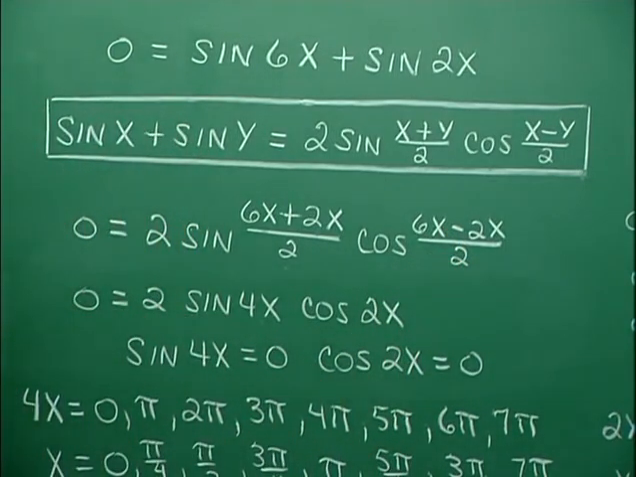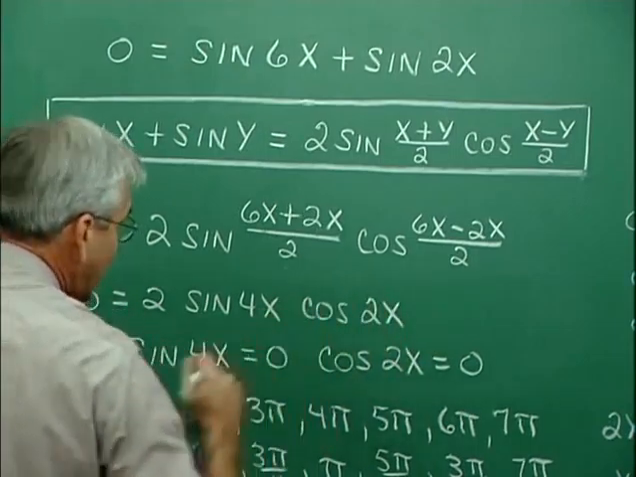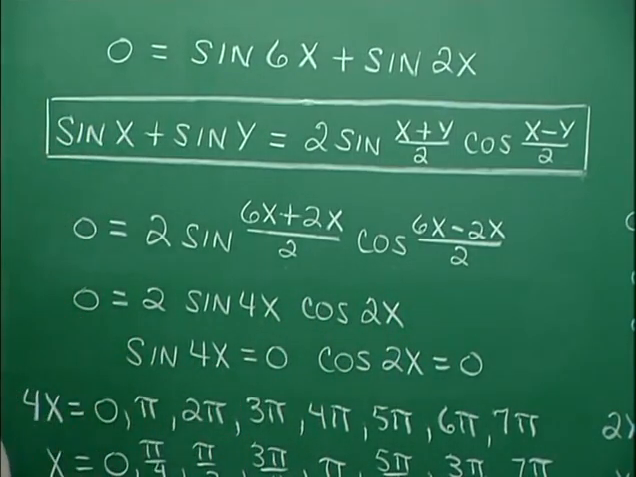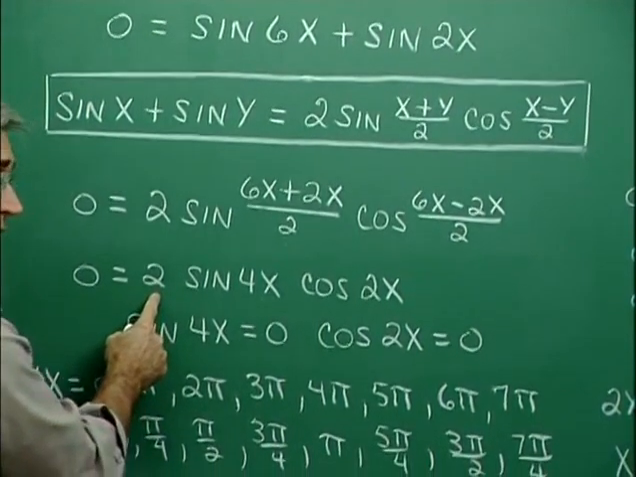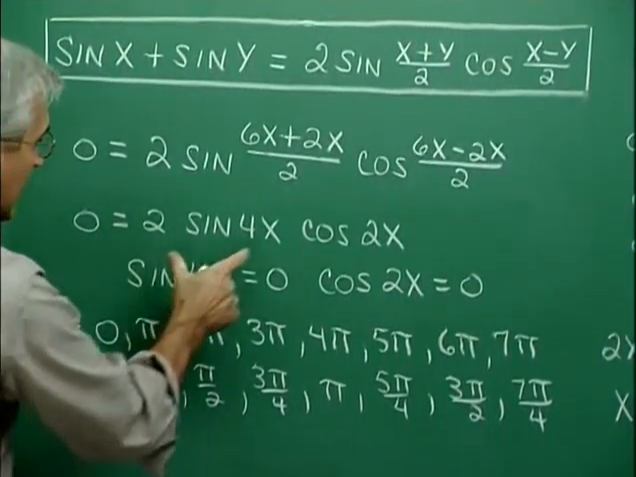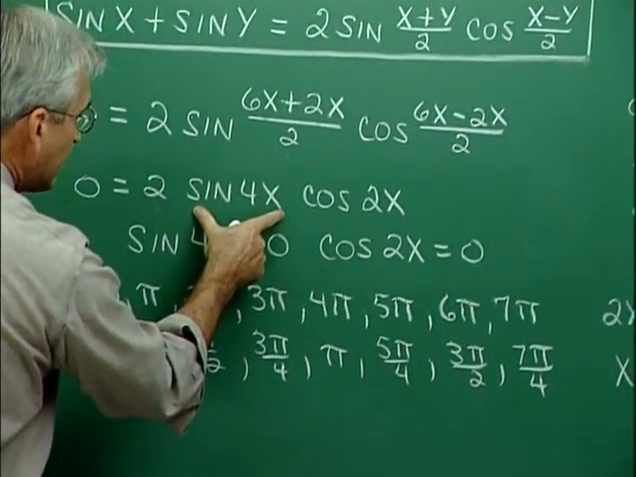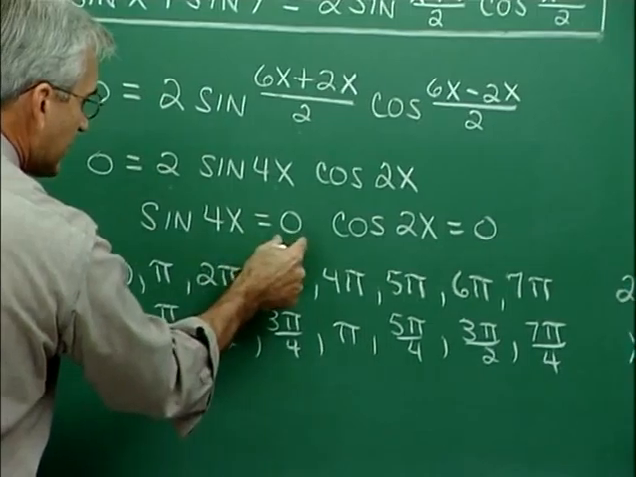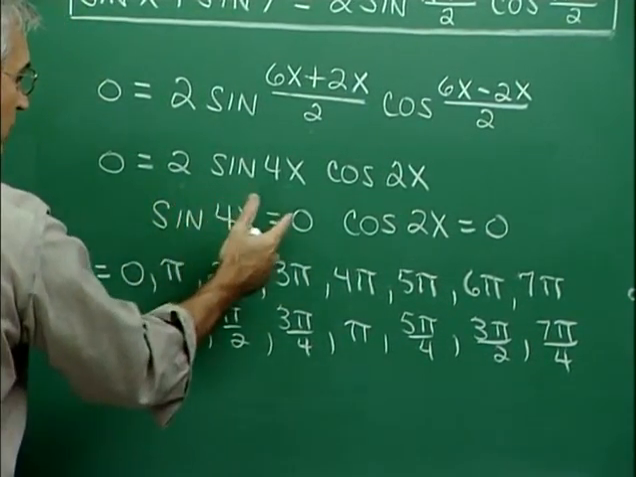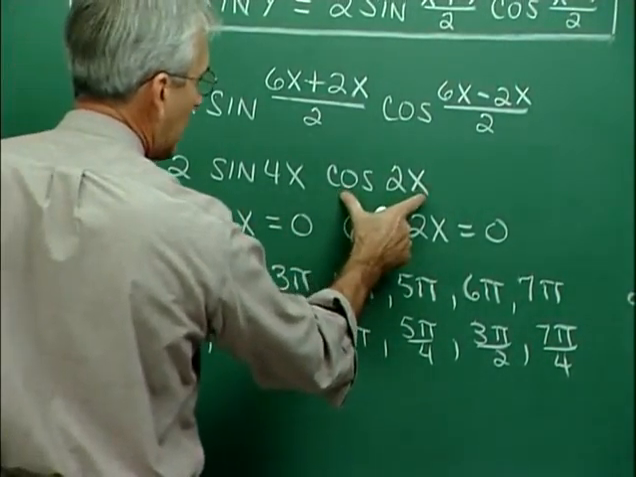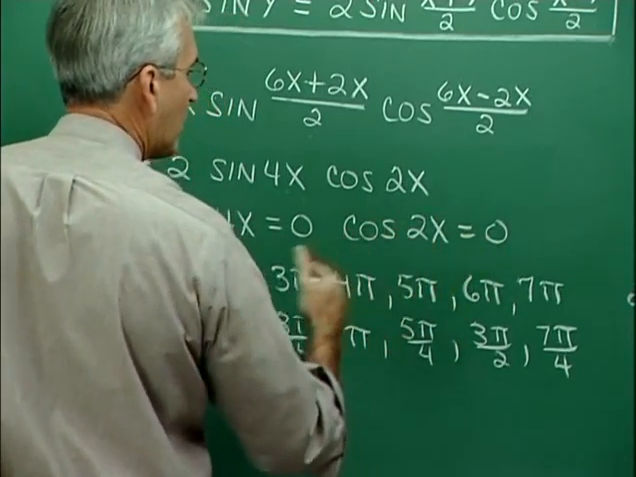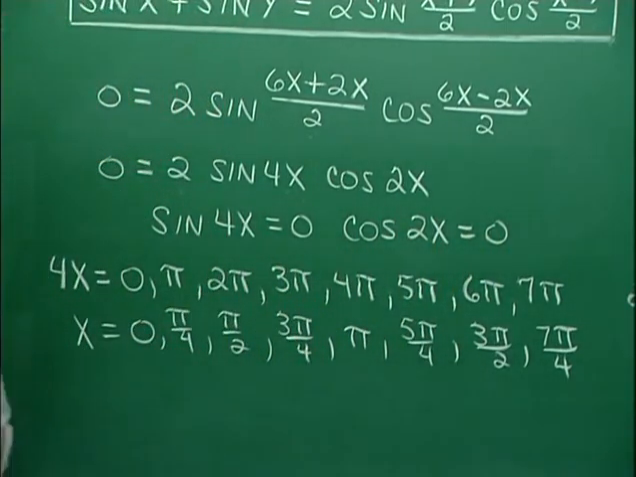So now we go into this idea of a factored form, and we set each factor equal to 0. Now the 2 doesn't contribute anything to our list of solutions, but certainly the other two do. Sine 4x is equal to 0, and we'd like the values of x that will cause this to be true. Same idea with cosine 2x. We set it equal to 0. We ask ourselves what values of x will cause that to be true.